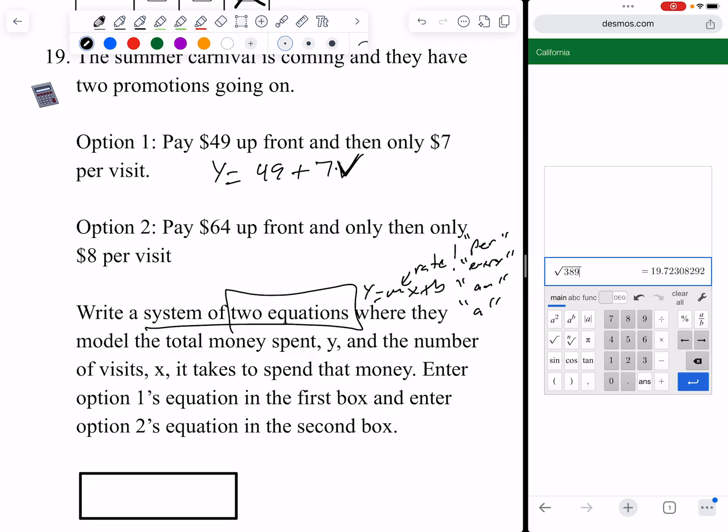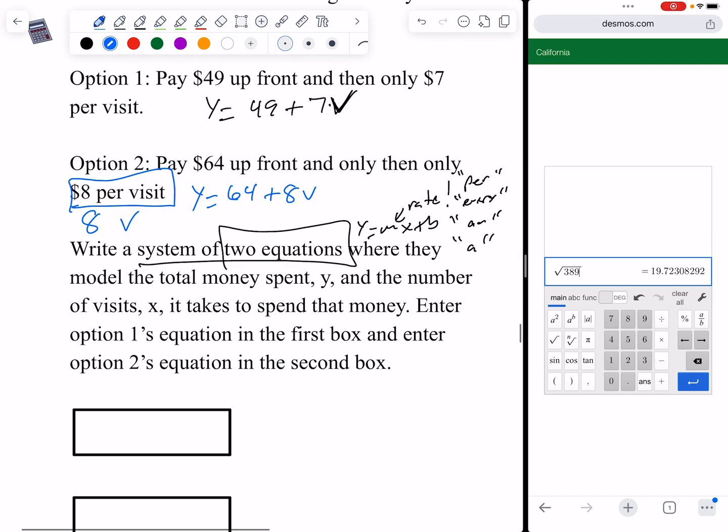So if I said $2 per hot dog, I say 2h. $50 per video game, 50 per video game, or v again. $20 per shirt, 20S. You get the pattern? Okay. So it makes it really nice with the word problems. So what about the next one? I got y equals 64 and then $8 per visit. So that's 8V.